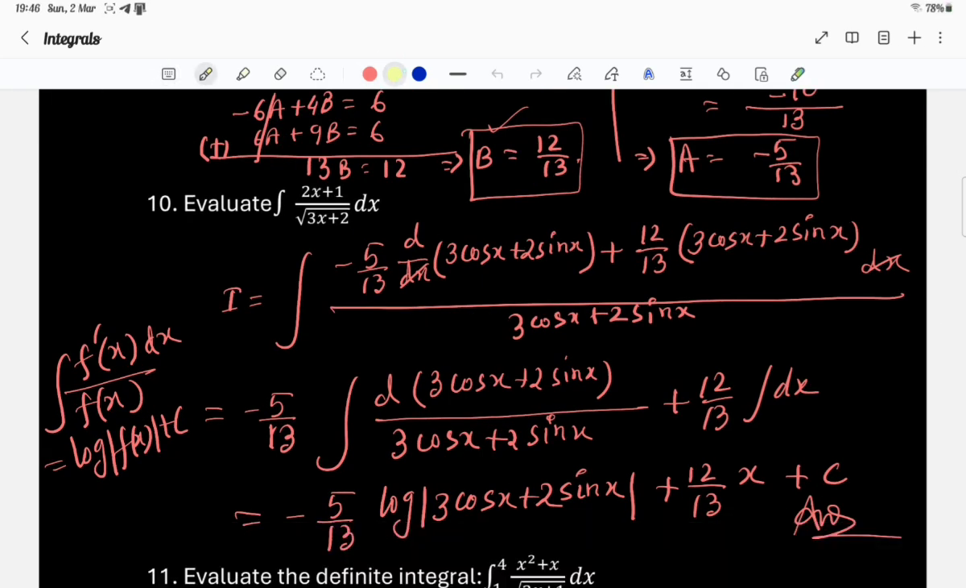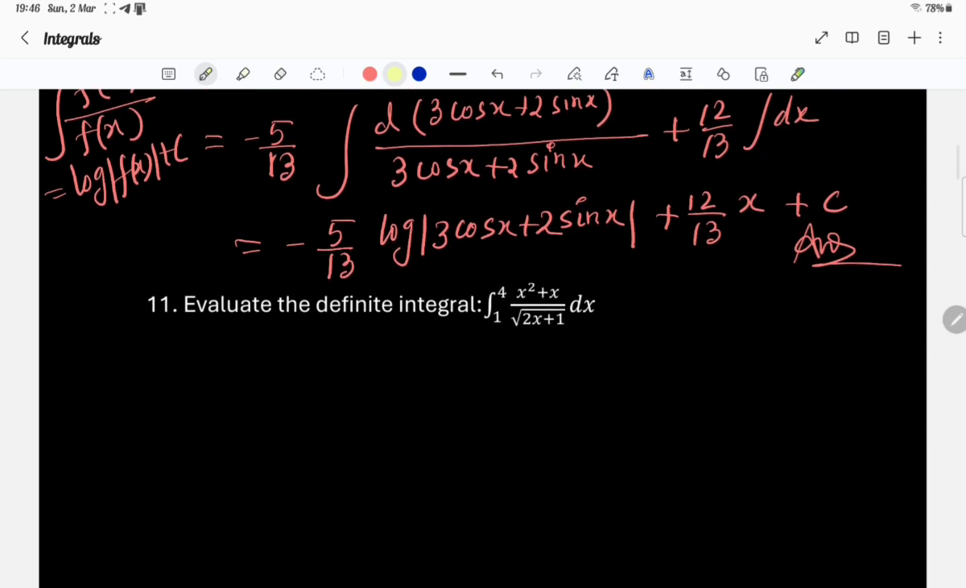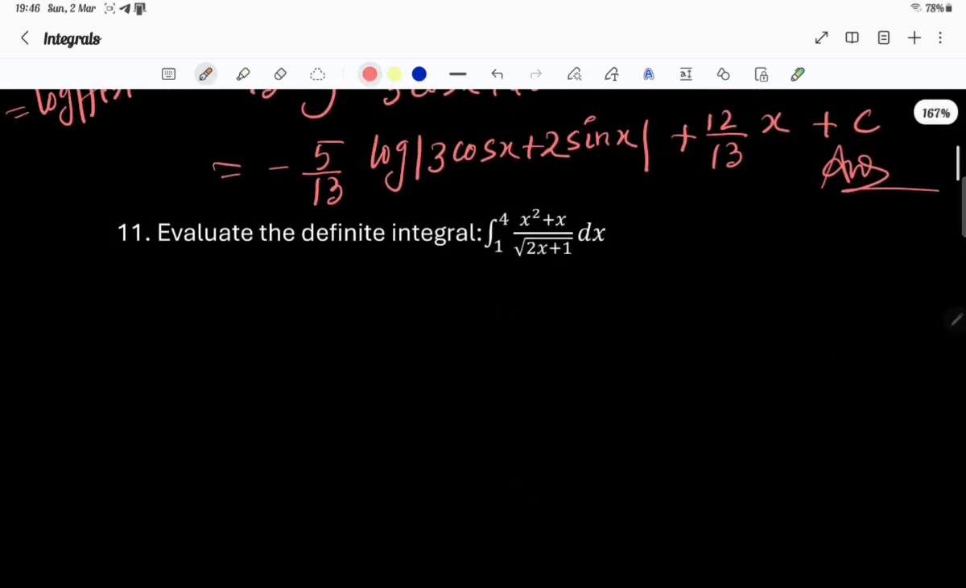Number 10 is very easy, I guess. Question number 10 is very easy. Evaluate integration (2x + 1) by root over (3x + 2). In that case 3x + 2 you will take t square. Okay, to eliminate the square root কি করবি, 3x + 2 কে t square ধরে নিবি, ঠিক আছে, I guess এটা পারবি. Then question number 11.